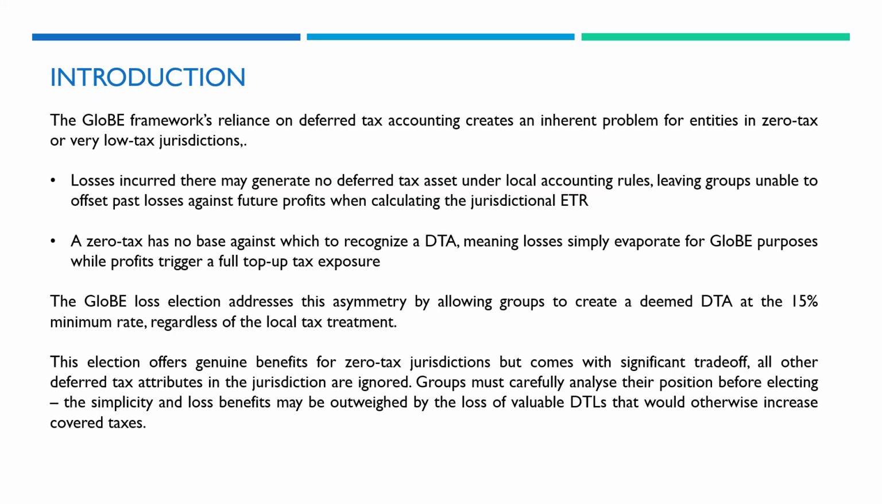Whenever this DTA is recasted, that's what I used to adjust with future profits. But since I don't have a DTA itself, there is no recast at all. So a zero tax has no base against which to recognize DTA, meaning losses simply evaporate for GloBE purposes while profits trigger a full top-up tax exposure. Understand? Tomorrow, if I have profit, even if my tax rate is 0%, I have to pay a top-up tax of 15%. But since my losses do not generate something we call a DTA, it creates a problem. I can't recast it upwards also. Isn't that a genuine problem for zero tax jurisdictions? Loss cannot be set off. Profits would be taxed at full 15%. Are you getting these paragraphs?